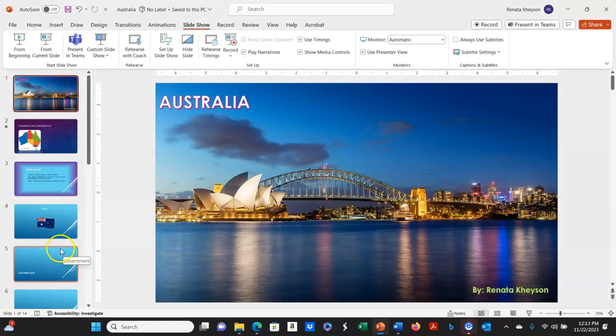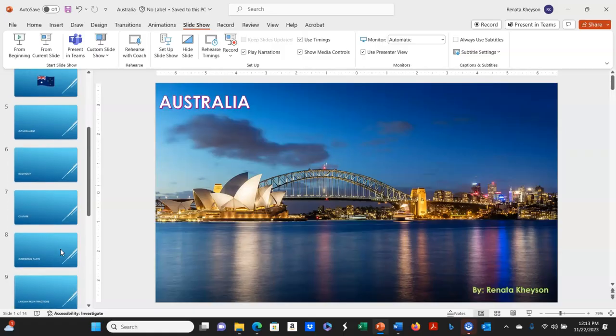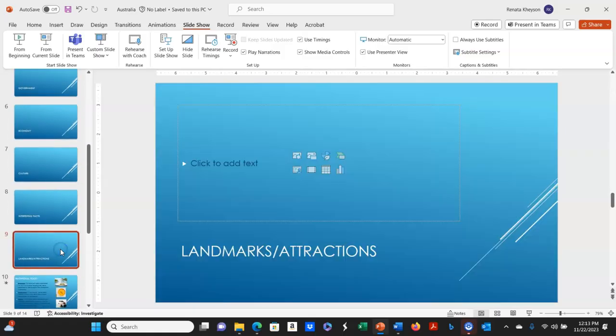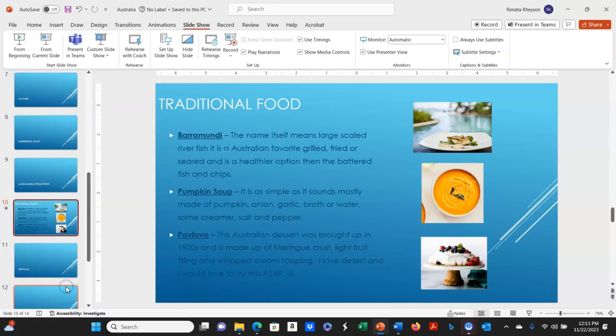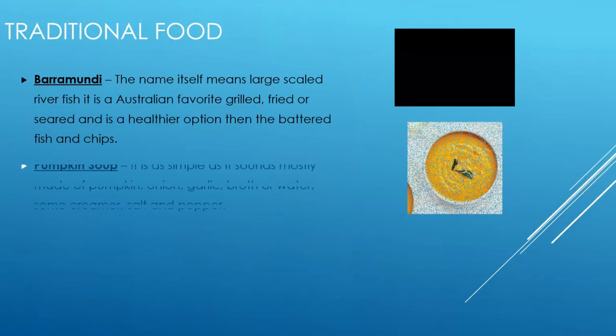If, let's say, you have a large presentation and you're somewhere, I don't know, 8, 9, let's see, 10, and you want to start from this slide, if you click on Shift F5, it'll take you to the current slide, not the first slide.